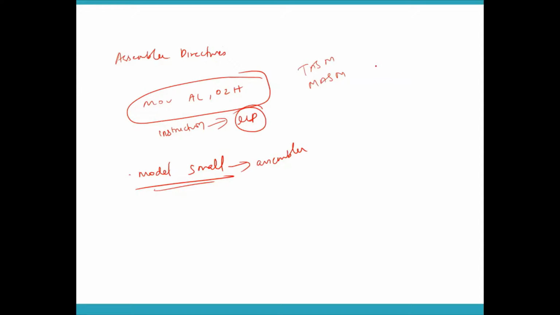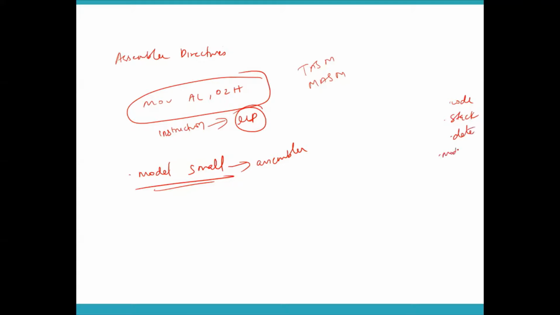Almost all the popular assemblers like Intel's MASM and TASM have similar assembler directives. But what you have to keep in mind is that assembler directives are specific to a particular assembler. It can differ, but MASM and TASM are almost the same. So an assembler directive is a command to the assembler, whereas an instruction is a command to the MPU.